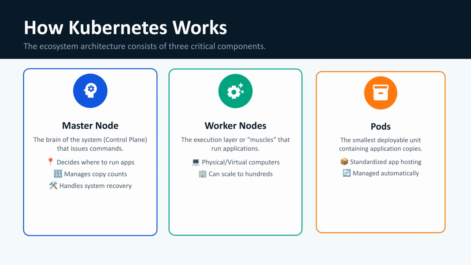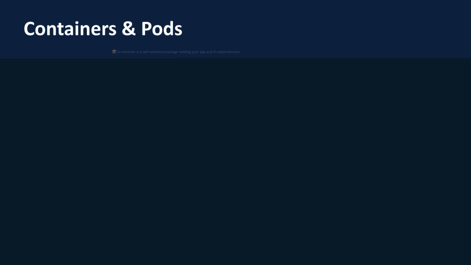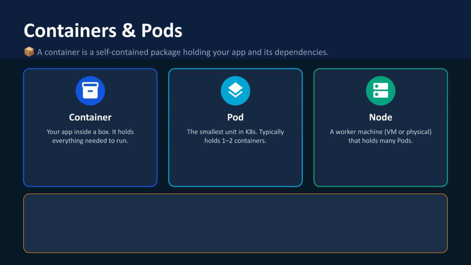Kubernetes has three main components. The master node, the brain, issues commands. Worker nodes are the muscles, the computers that run the applications. Pods are the smallest deployable units, containing copies of your app. Containers hold your app and everything it needs. A pod is the smallest unit, holding one or two containers. A node is the worker machine that holds many pods. Kubernetes manages these layers to keep everything running smoothly.